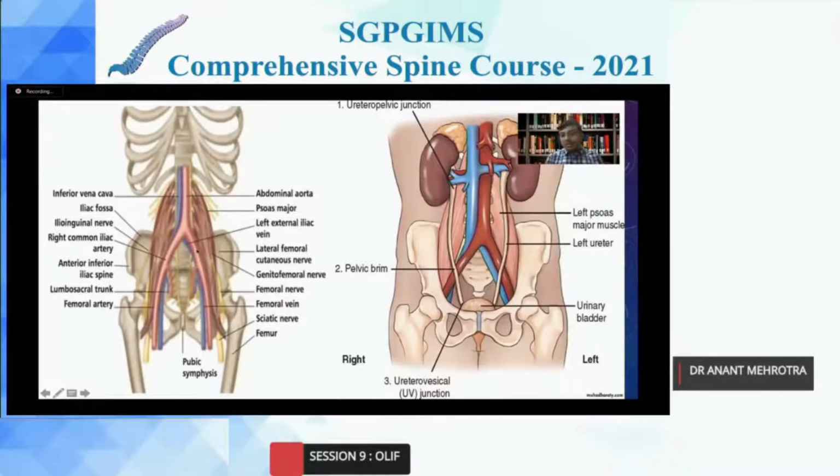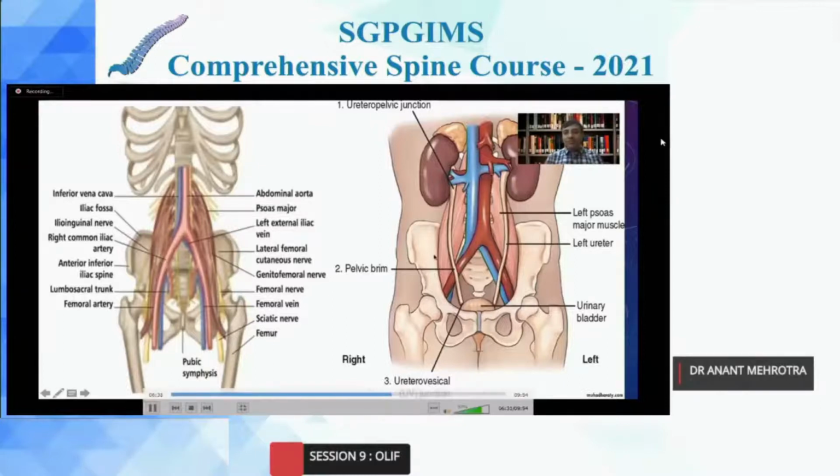But as you move below, the gap between the iliac vessels and the psoas muscle is significantly reduced, and this is another reason why operating at the L5S1 level using the OLIF technique is slightly more tricky, because of the reduced space between the vessel and the psoas muscle. Apart from that, another reason why people usually avoid L5S1 OLIF is the presence of the iliac crest. However, people are doing a transiliac approach to the L5S1 level for OLIF. That can be done, but there are other approaches which can be used.